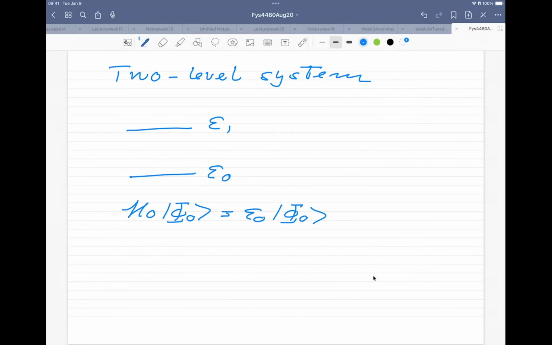It could be something like a spin system. So we have just a two-level system. This is all that exists. So this is the non-interacting part of the Hamiltonian, which we now assume can be solved exactly. Then we can add some interaction afterwards.